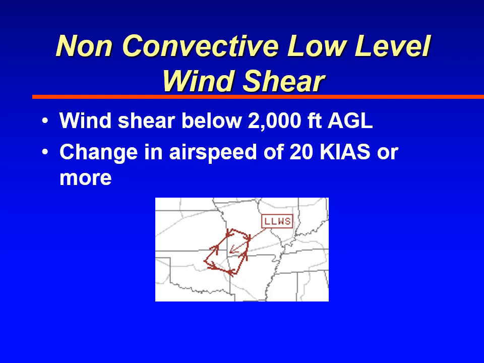Non-convective low-level wind shear is also plotted. This is where pilots can expect a change in airspeed of 20 knots or more near the surface, below 2,000 feet AGL. So this is close to the ground. If you're taking off or landing, wind shear tends to be hazardous, especially large changes over a very short distance, and they will plot that.